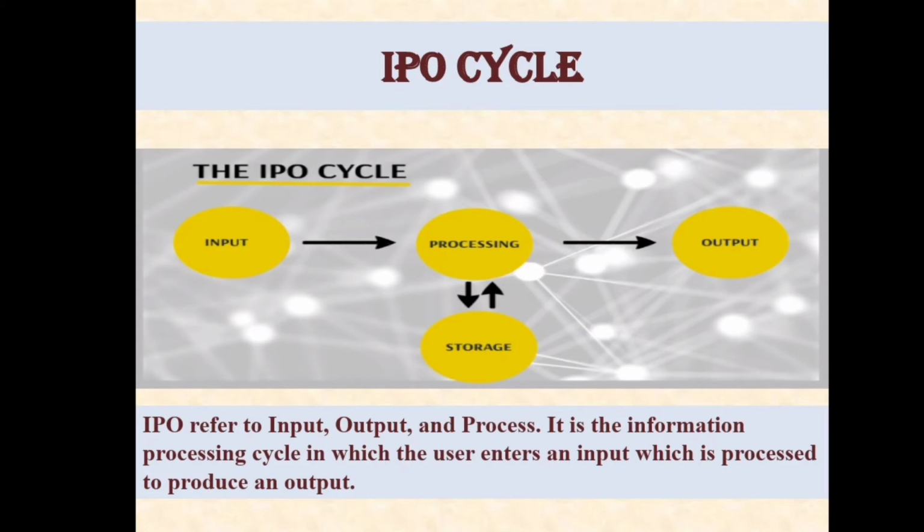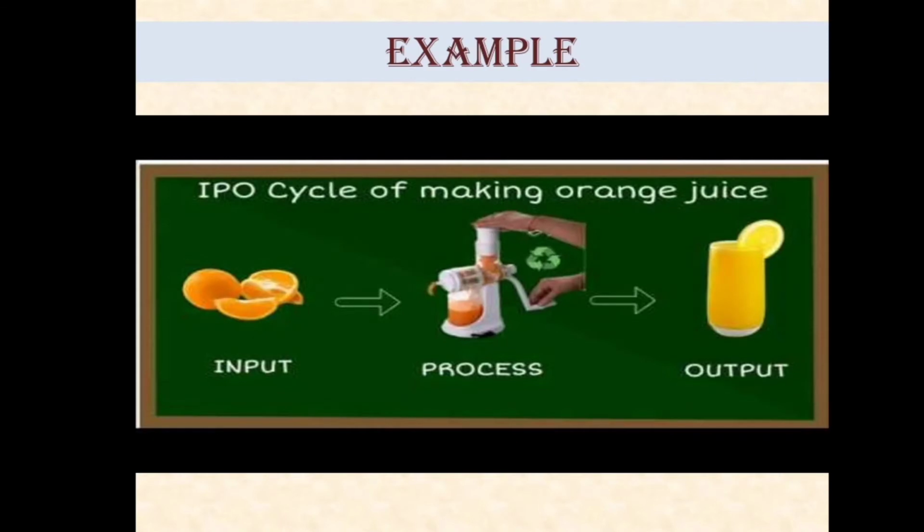What happened, children? Got confused? No worries. Let's understand it in this way. Imagine I want to make orange juice. Then what will be the IPO cycle of making orange juice? Yes, children, you heard me right. IPO cycle of making orange juice. I'll tell you. For making orange juice, what should we have? Obviously, oranges, right? Then, what will we do? We'll grind them. Then, what we'll have is, yum, a glass of juice.